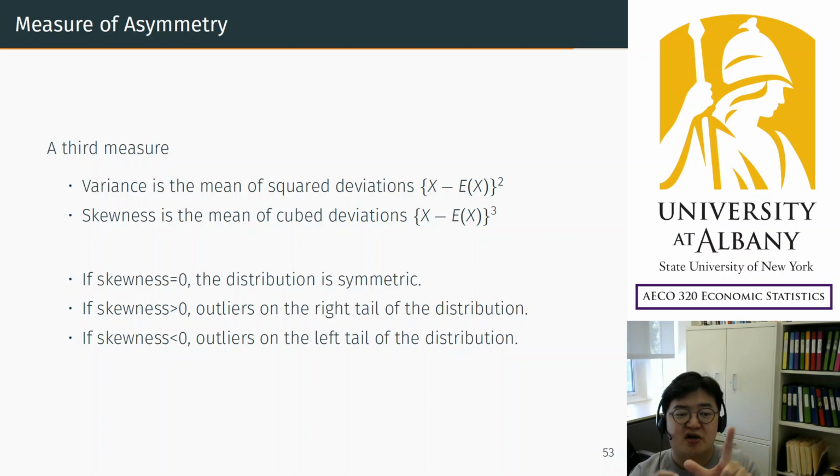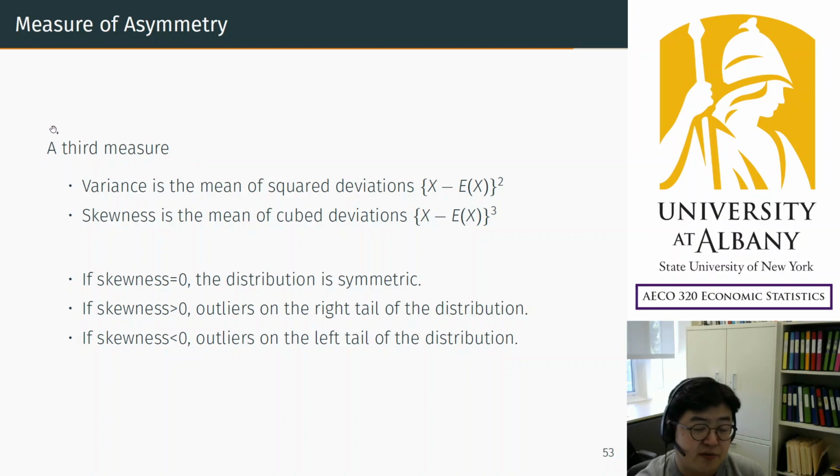So these are two major categories of summary measures. But there are additional measures that capture different aspects of the distribution. So that's what I'm going to explain right now.